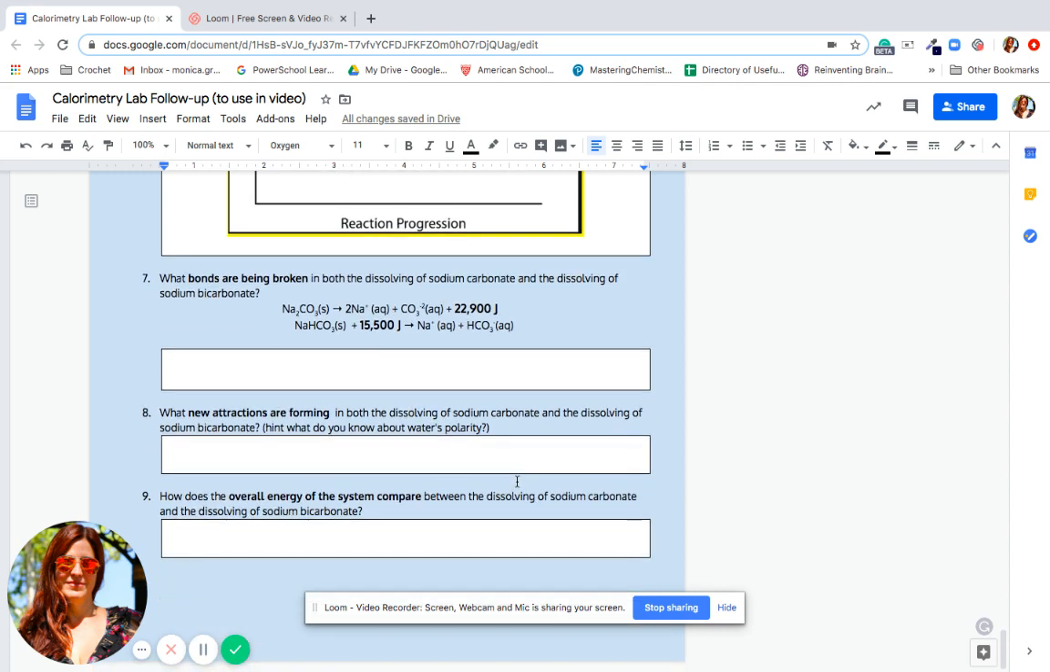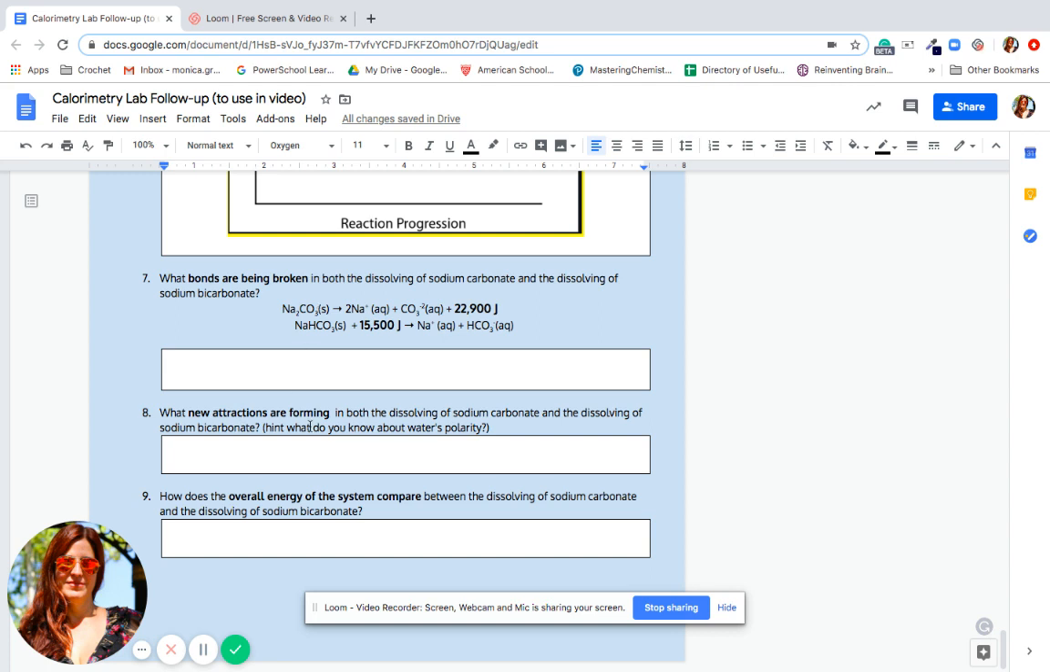Then it says here in number 7, what bonds are broken in both the dissolving of the sodium carbonate and the dissolving of the sodium bicarbonate. And what you can think here is what happens to the reactants. If the reactant is a solid and the product is ions in solution, the bonds being broken are actually the bonds of the ionic compound. So that positive sodium and that negative carbonate ions that are bonded through an ionic bond, those are the bonds being broken, the ionic bonds of the solid, the ionic bonds of the salt.